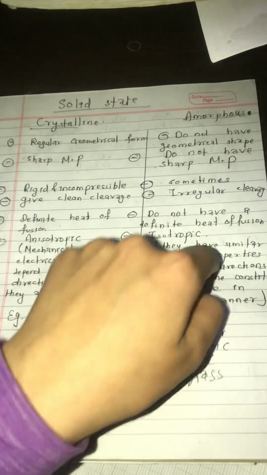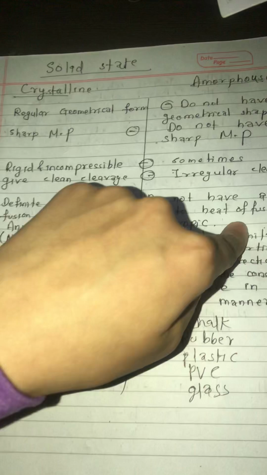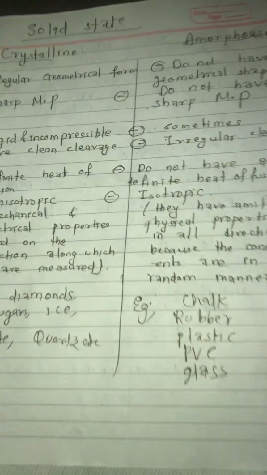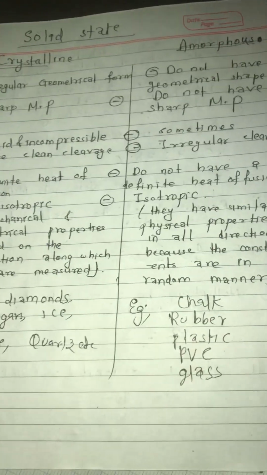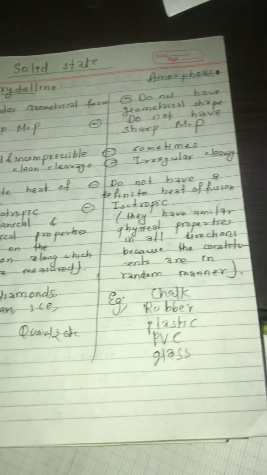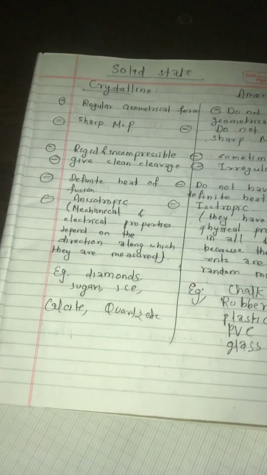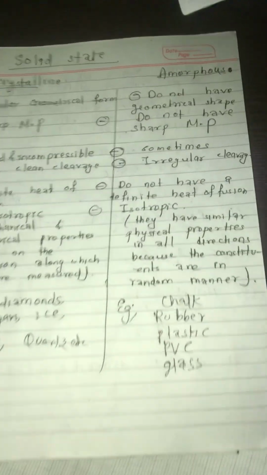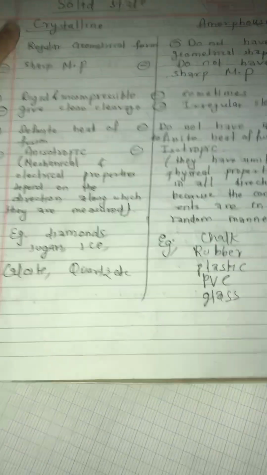And also, at the atomic level, the structure of amorphous solids is very similar to the structure of liquids, but the molecules, atoms or ions lack the freedom of motion they have in liquids. They are very similar to liquids, but do not have the freedom to move as in liquids. So examples of crystalline solids are diamond, sugar, ice, calcite, quartz, and for the amorphous, they are chalk, rubber, plastic, such as PVC, and glass. So these are the differences between these two kinds of solid.